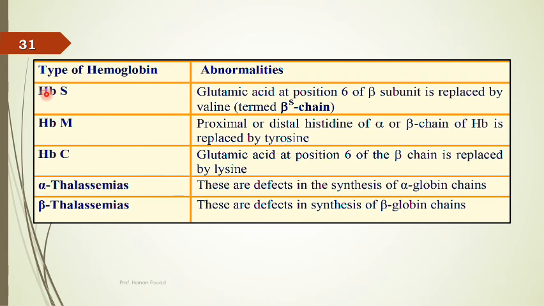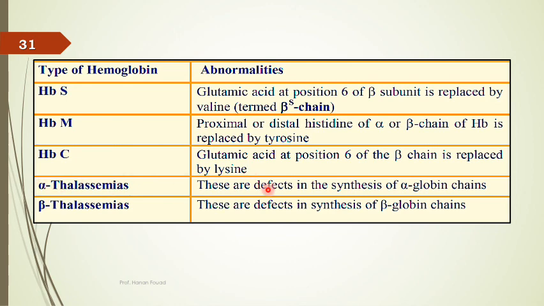In hemoglobin S, glutamic acid, which is found normally at position number 6 of the beta chain, is replaced by valine. We have discussed and explained sickle cell anemia. In hemoglobin M, histidine, either proximal or distal histidine, is replaced by tyrosine, and this leads to oxidation of the ferrous into ferric ion. This is methemoglobinemia. In hemoglobin C, glutamic acid at position number 6 is replaced by lysine, and you have to memorize this table.